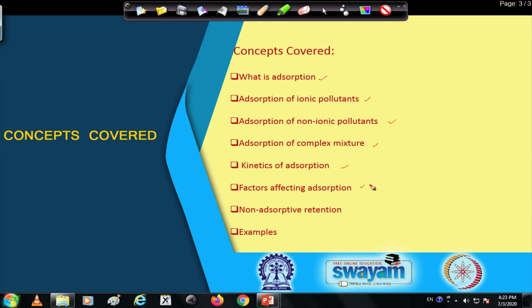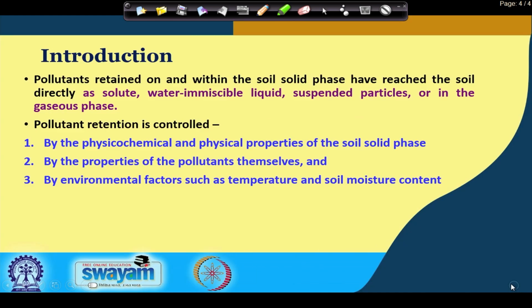So, the next couple of lectures basically will deal with adsorption of complex mixture, then kinetics of adsorption, and then factors affecting adsorption, and then we will be talking about non-adsorptive retention, and then we will see some examples of organic and inorganic pollutant adsorption on soil solids. So, just to give a quick recap of what we have covered very briefly. So, we started with the introduction.